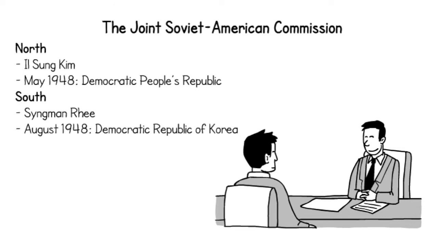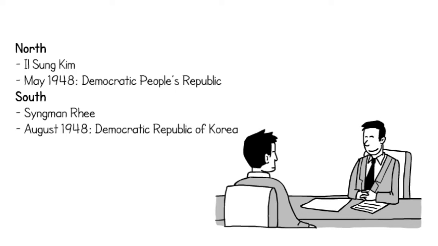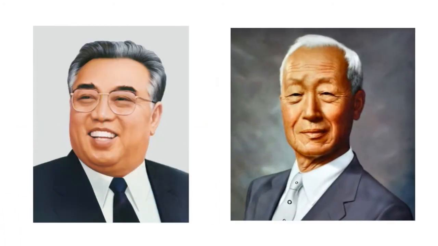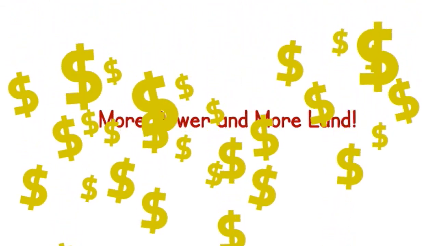And in May 1948, North Korea decided to become a Democratic People's Republic, while in August 1948, South Korea declared itself to be the Democratic Republic of Korea. Before the Korean War and during the war, Il Sung Kim was the leader of the North, and Seung Nam Ri was the president of the South. And one of the similarities between the two countries was that the leaders both wanted more power and more land. And even before the war started, many people were already dying due to the tension between the two.